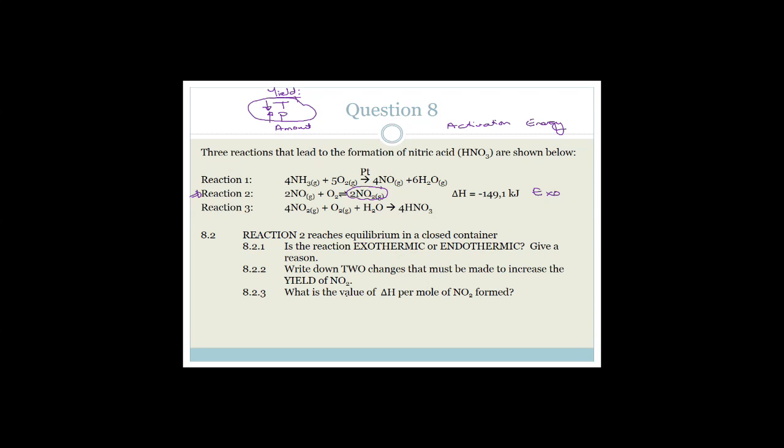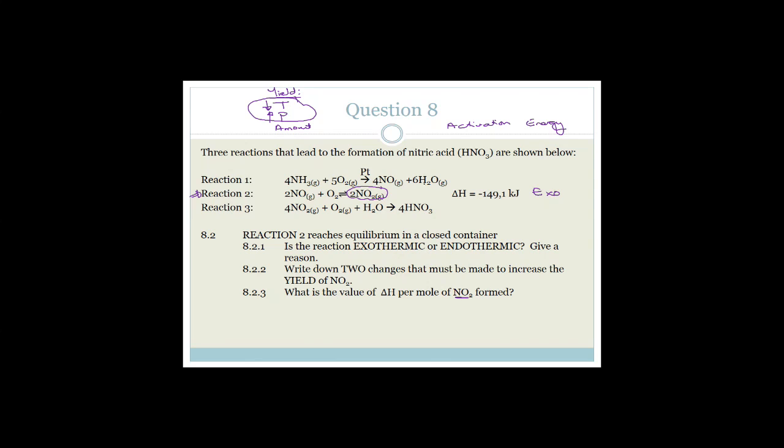Now it says, what is the value of delta H per mole of NO2 formed? This is the total amount of energy given off for this equation, which is giving off 2 moles of NO2. Now they want to know what is the value of delta H per mole.